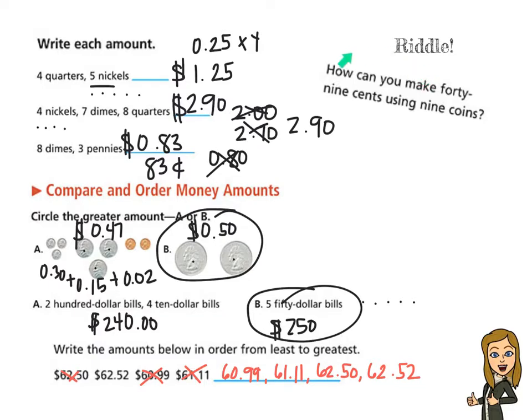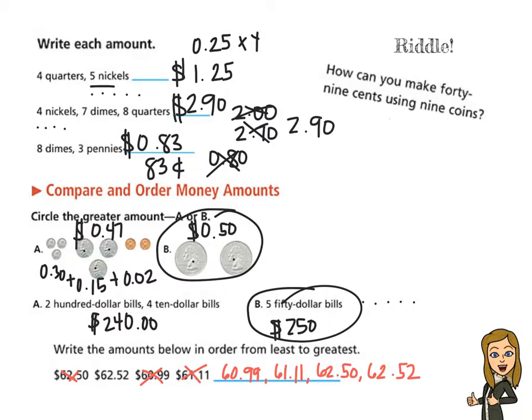Now I have a fun riddle that I included. I'd like you to try it and then pause the video because then I'll reveal the answer afterwards. It says, how can you make 49 cents using 9 coins? Pause the video now. I'll review the answer in just a moment.